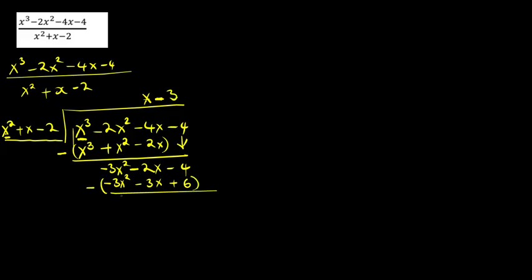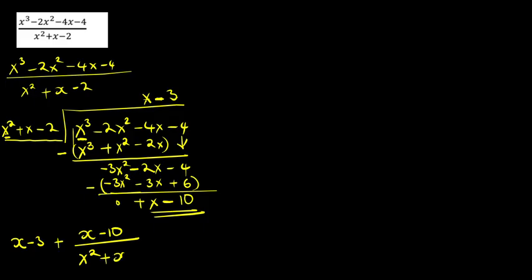I'll do that minus. So this part is 0, right? Negative 2x minus that, it will be positive x. Then negative 4 minus that, it will be negative 10. So I have this. So this simplifies to x minus 3 plus x minus 10 over x squared plus x minus 2. So that is the one that you are having.